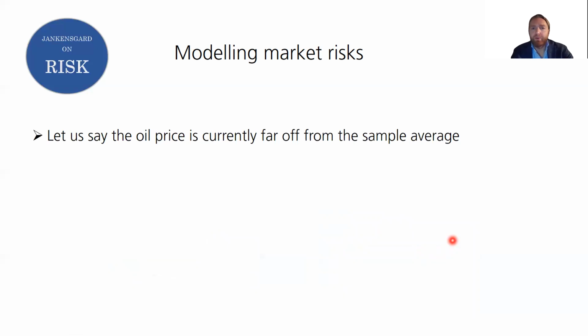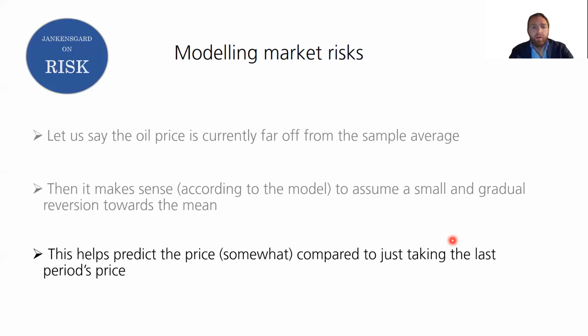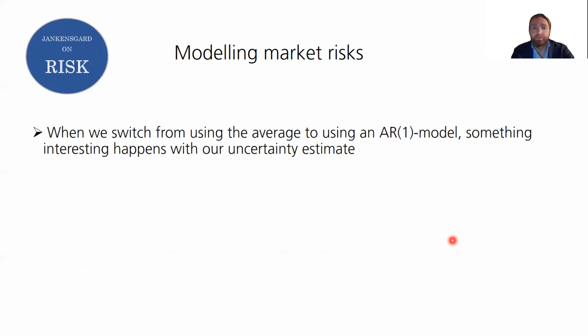So what this means for the forecasting is that if you are currently far away from the sample average, if you look at the most recent price, then it makes sense to predict a small but gradual reversion towards the mean. That's the implication of this model here. It attaches some weight to the average. So you'll do slightly better in your forecasting if that's part of your model. So compared to just taking the last period's value, we're improving a tiny bit by incorporating this information on the sample average then.